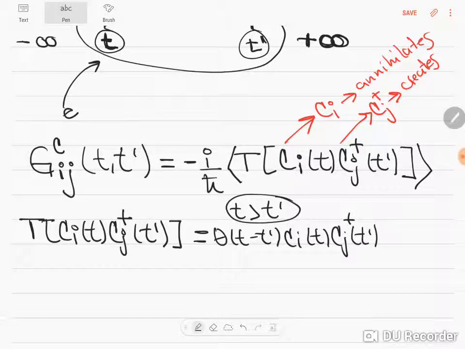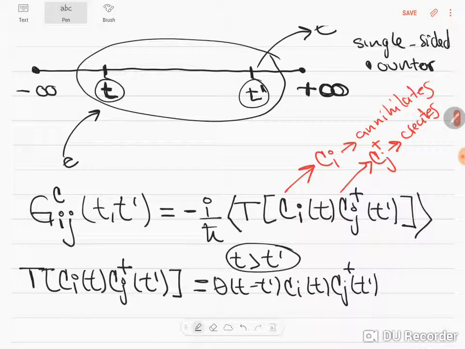What that means is that if t is greater than t prime, whatever happens at t prime happens first, and whatever happens at t happens later. What happens first always goes to the right, and what happens later always goes to the left, as is obvious from a contour. In this contour, as I draw here, t prime is after, so what happens first is t.